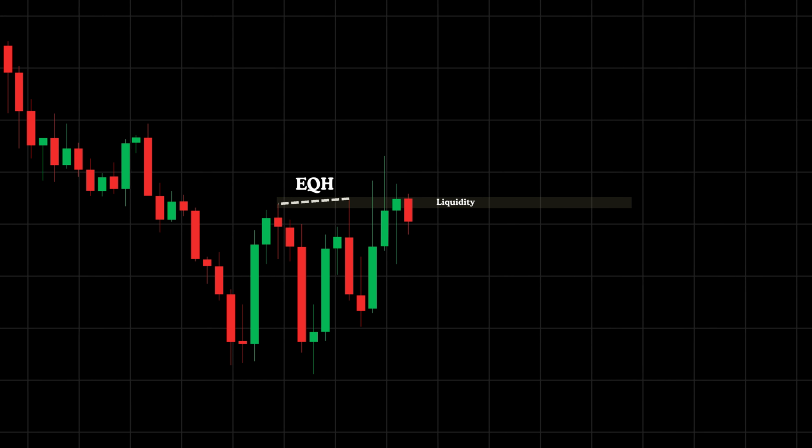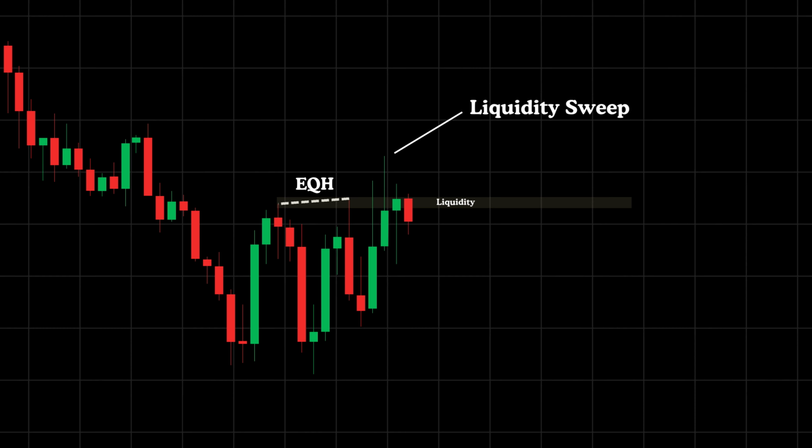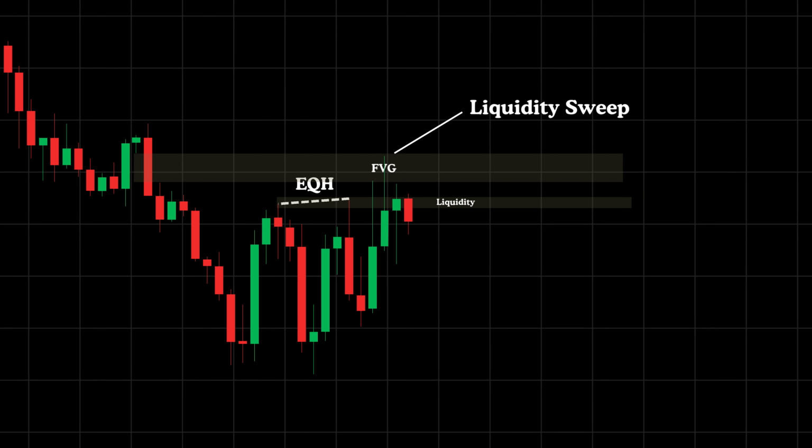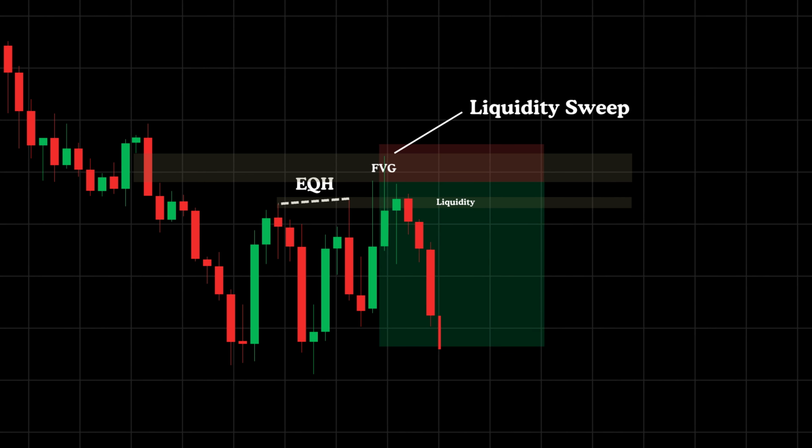When the market makes a sudden move to clear out these equal highs or lows, it's referred to as a liquidity sweep. This type of move usually signals that a reversal could be imminent, especially to the downside once equal highs are taken out. But what if a fair value gap appears just above those highs? That sets up an ideal trade scenario. The sweep pulls in the liquidity, and the fair value gap offers a strategic zone for entering a short position.